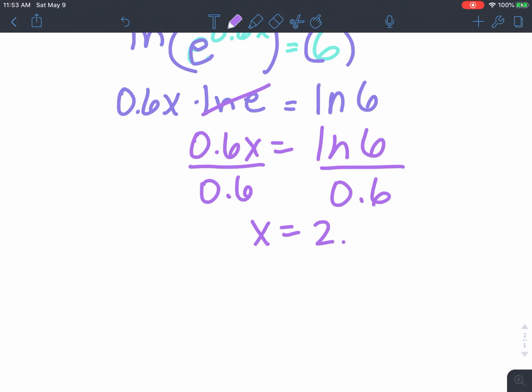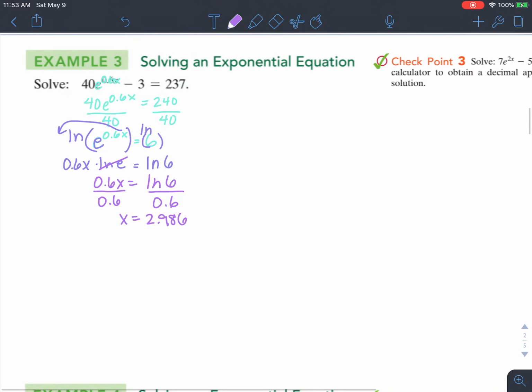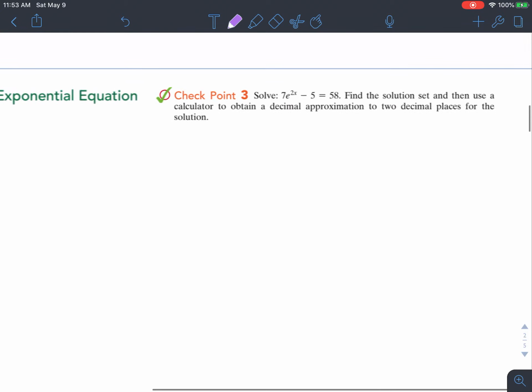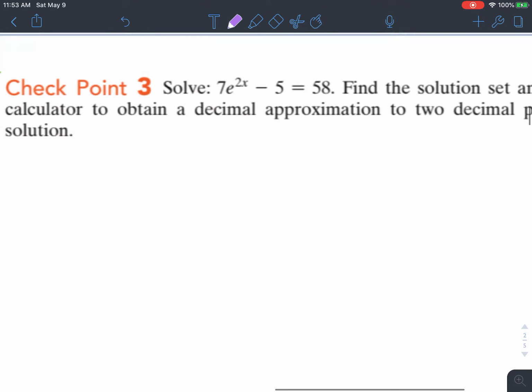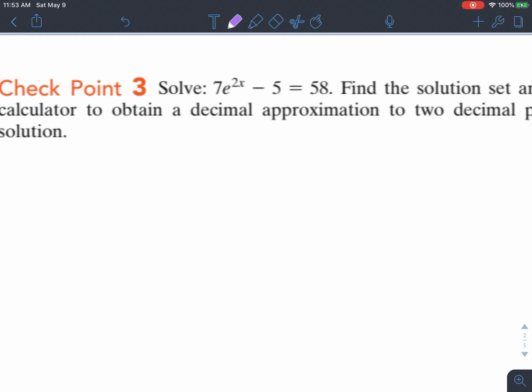And that is 2.986. Okay. You try this one. I don't know why they have so many directions there, but... Oh, it says 2 decimal places here. Fine. Okay, you try that one and get back to me.